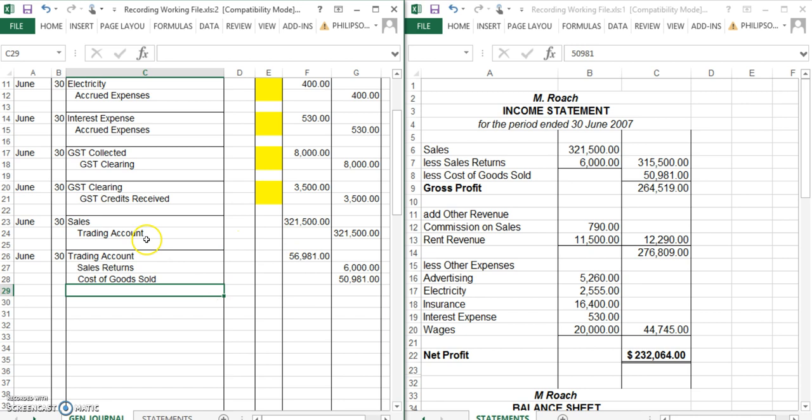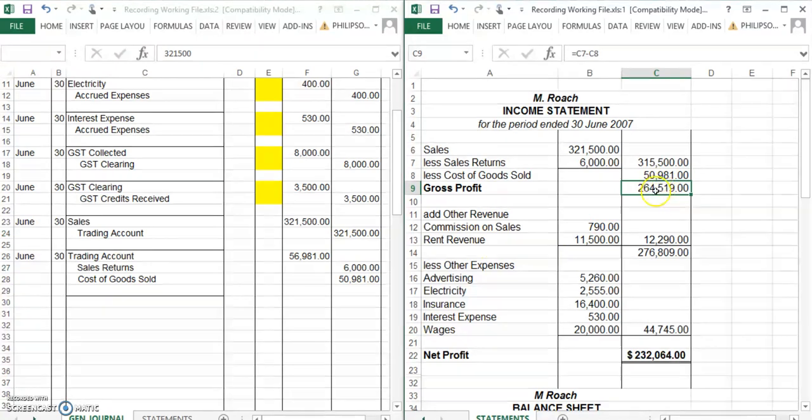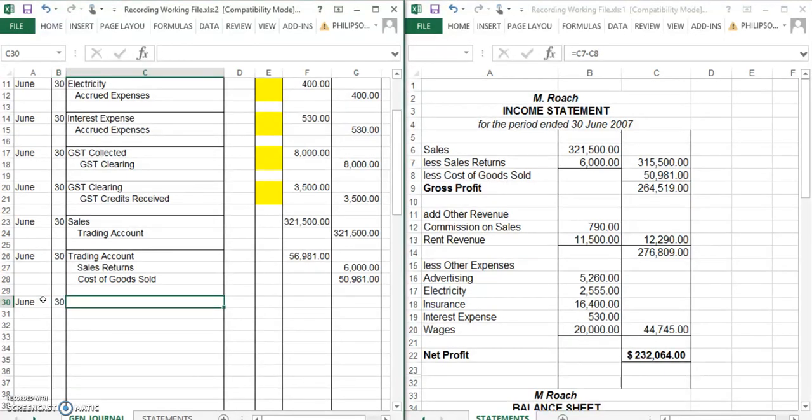So what we need to do now is close off our trading account to profit and loss. So our trading account, if we can visualize the ledger, would have a credit of 321,500 minus a debit of 56,981. So the closing balance at this stage of the trading account is the difference between these two, which you'll find naturally is this figure here. So we want to journal that figure down into our profit and loss. So we need to debit trading because it currently has a credit balance.